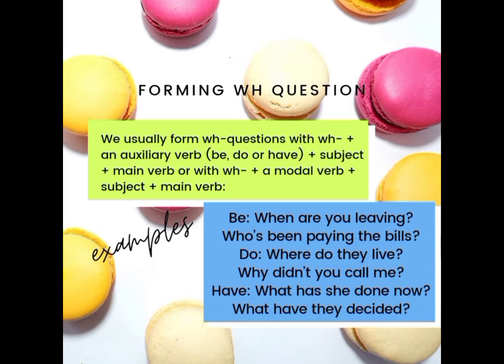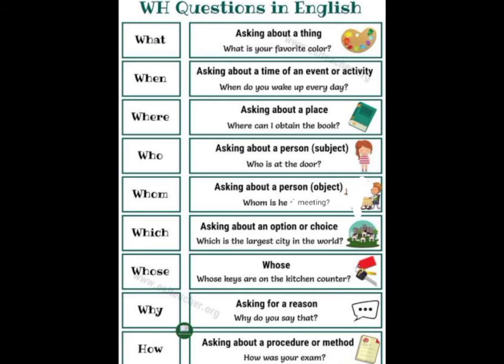Last example, using the auxiliary verb have. What has she done now? What have they decided? For more specific example, let's take a look on the next slide. Ya, here are some examples of WH questions. Ini ada beberapa contoh dari WH question.